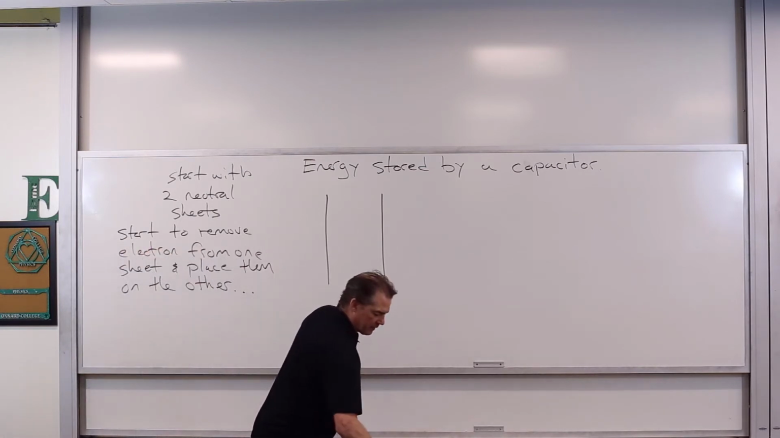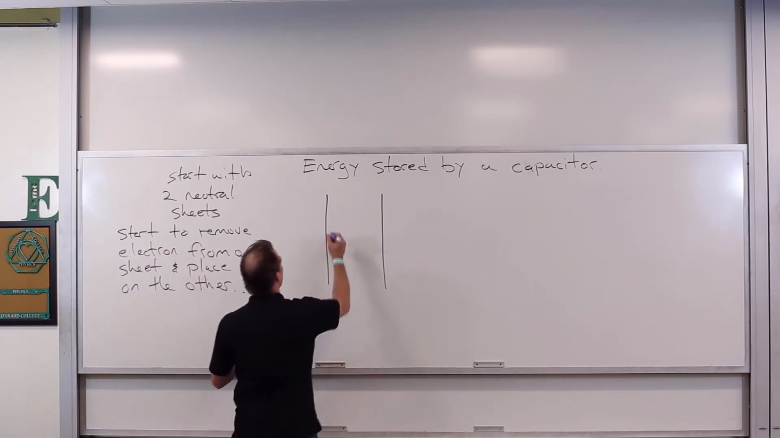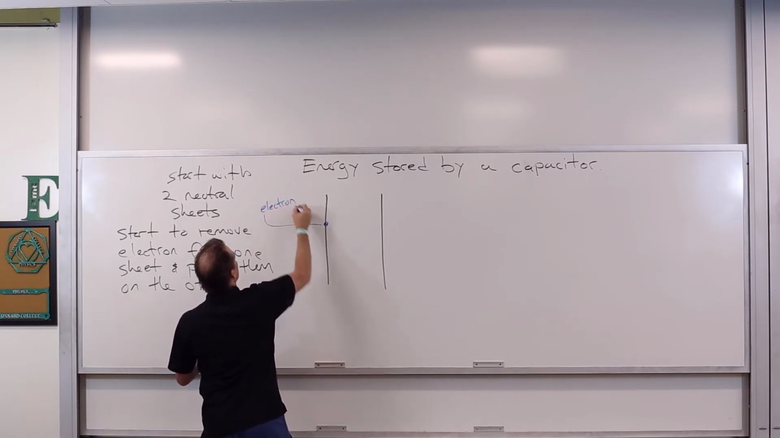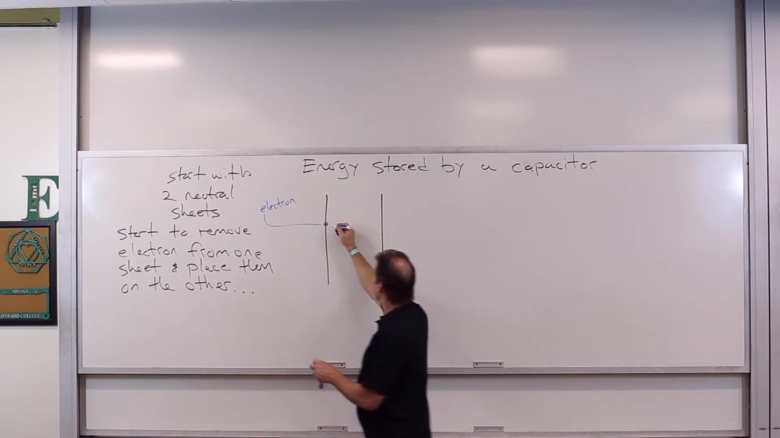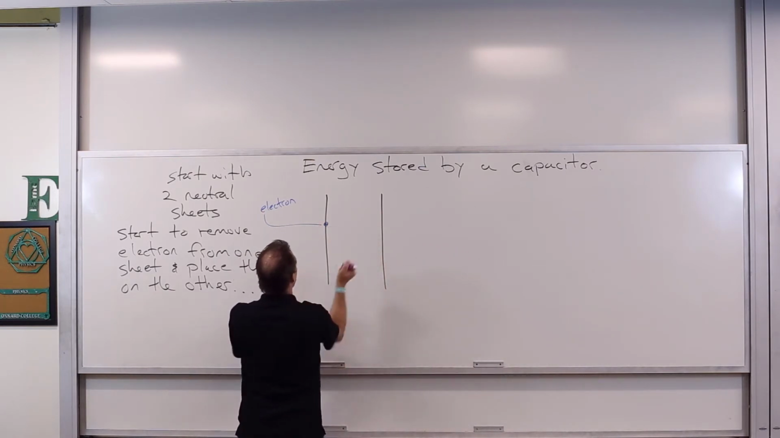So we get some little tweezers, some electron tweezers, if you will, and we say, oh, there's an electron right there. Now again, this is neutral right now. What we're going to do is we're going to take that electron and we are going to move it over to this sheet.